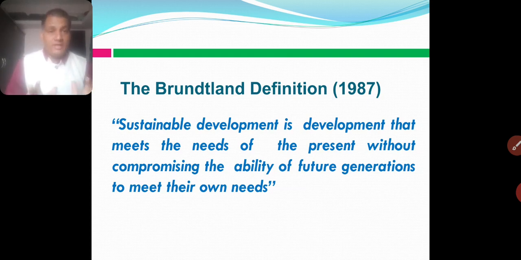It means we have to conserve the resources, we have to protect our resources for the future generation, for the upcoming generations. For them we have to conserve our resources. So this was very nicely defined in the 1987 Brundtland report.